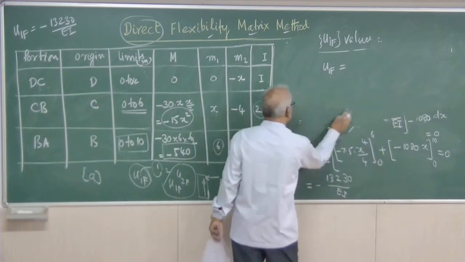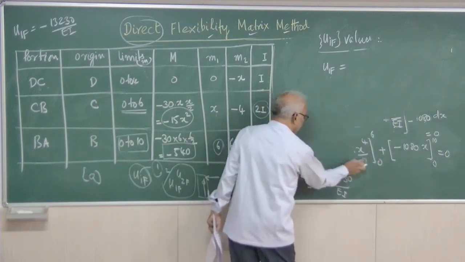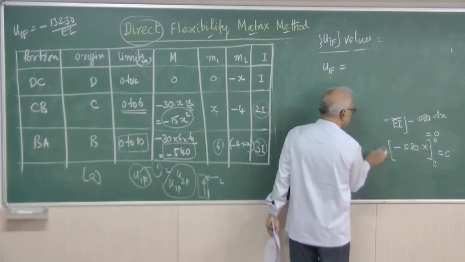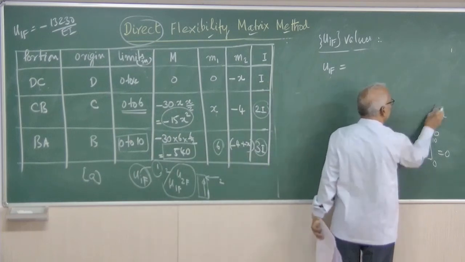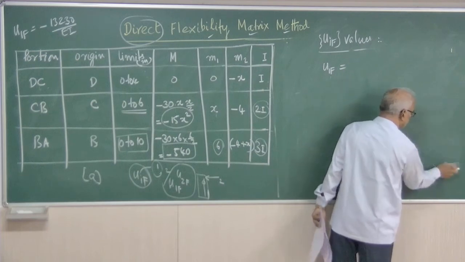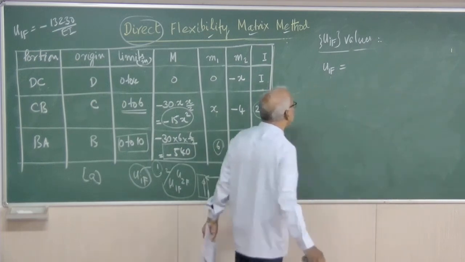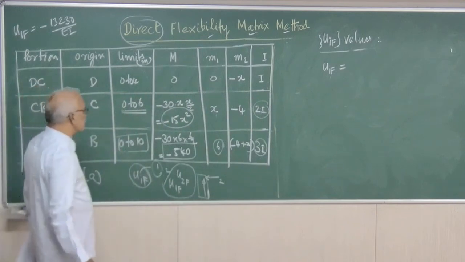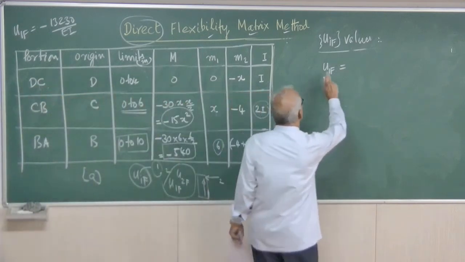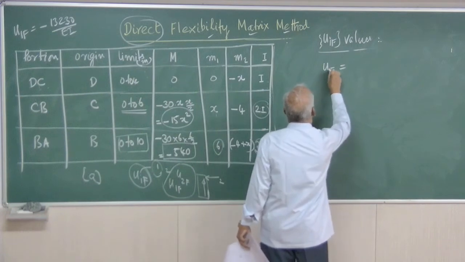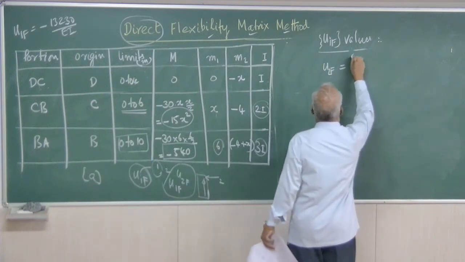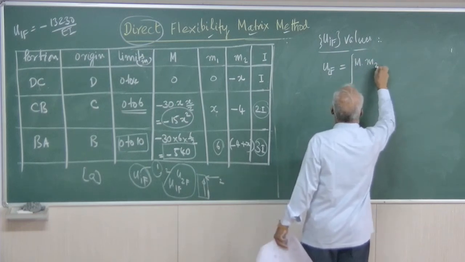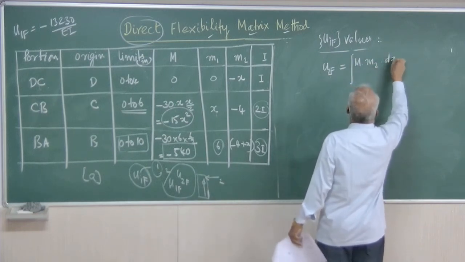So the tabulation will be needed till we complete all the calculations. So we have to draw a very clear table without any confusion or doubt, because that is going to help you for all the calculations. So U2F, next we will find out the value U2F. U2F equal to integral M into M2 into dx by EI.